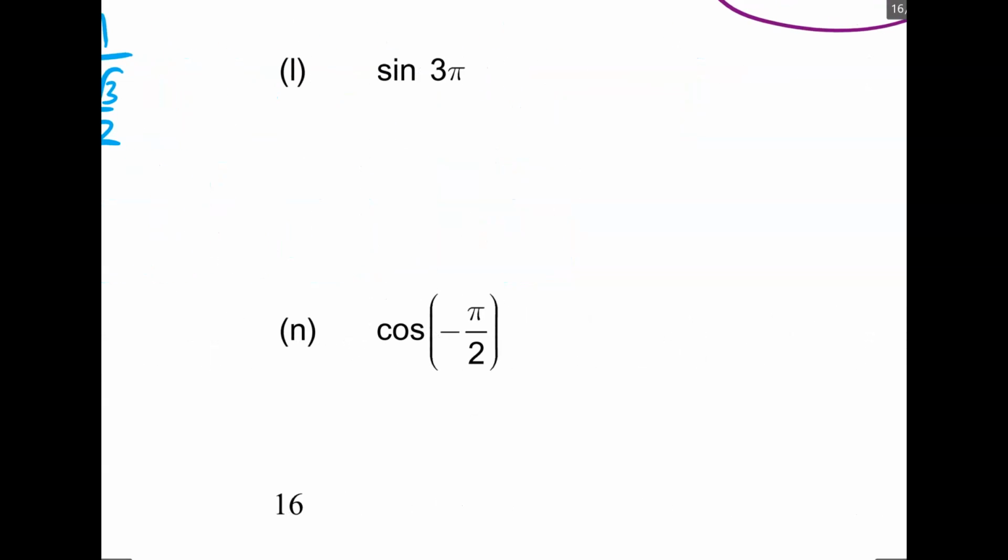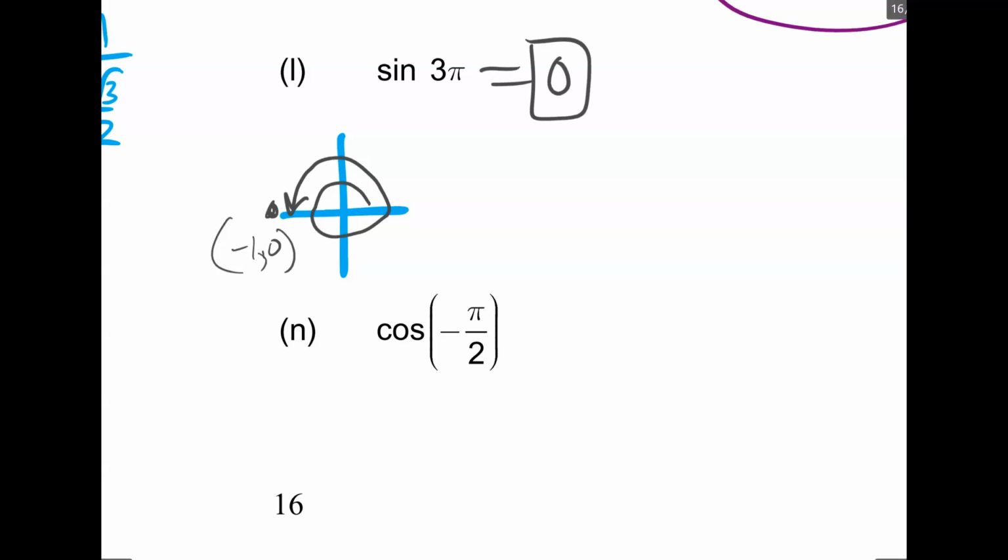Sine of 3 pi. 1, 2, 3. So, I'll do it on the board so you can see. Ready? 1, 2, 3. This is where 3 pi is. And once again, my coordinates are -1, 0. Sine is the y, which is 0, so this is just going to be 0.